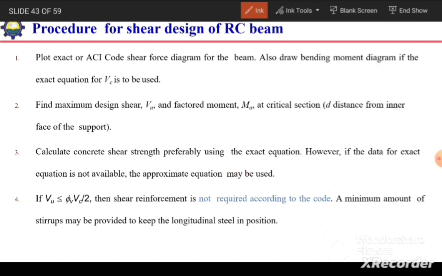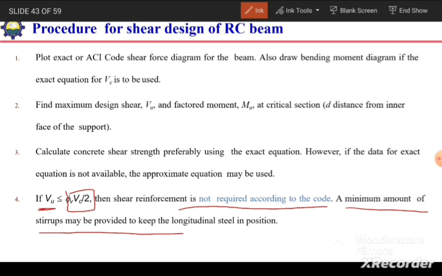The next step is to check whether the shear reinforcement is required or not. If the applied shear is less than the design shear strength φVc divided by 2, in that case no shear reinforcement is required. However, we can provide the minimum stirrups to keep the longitudinal steel in position.